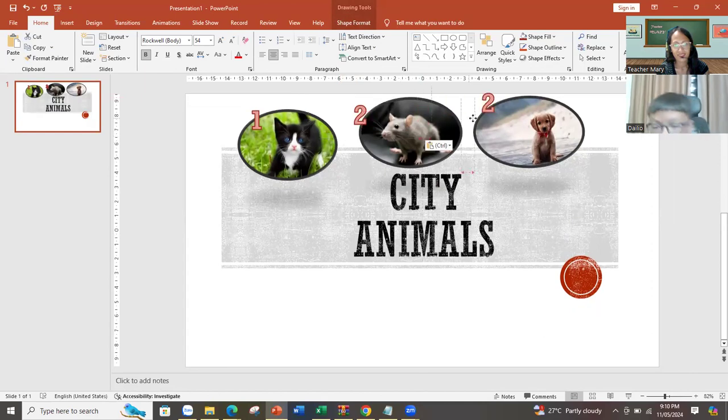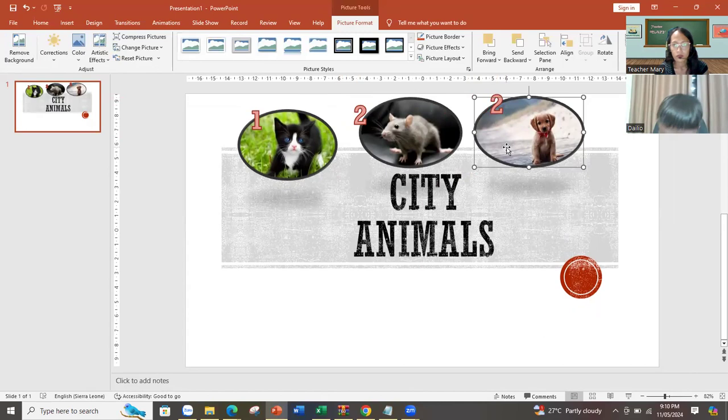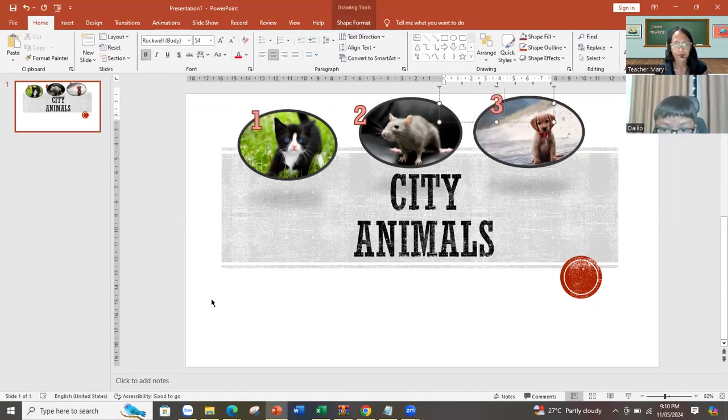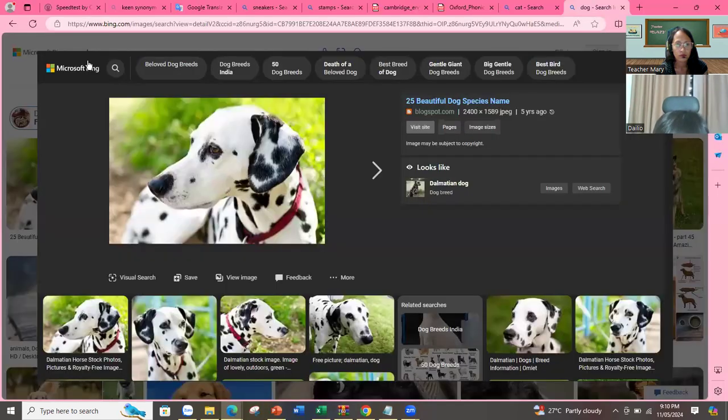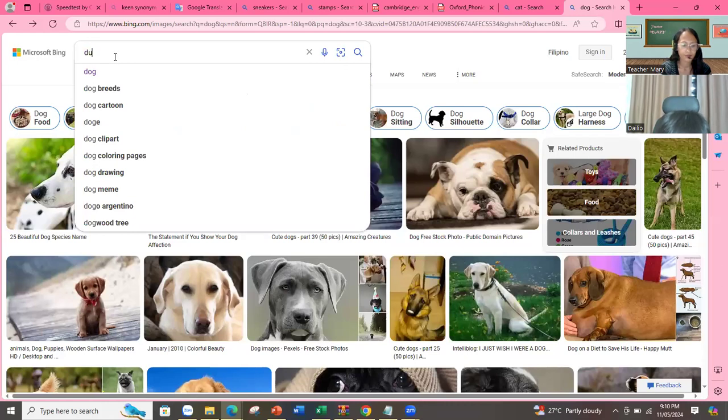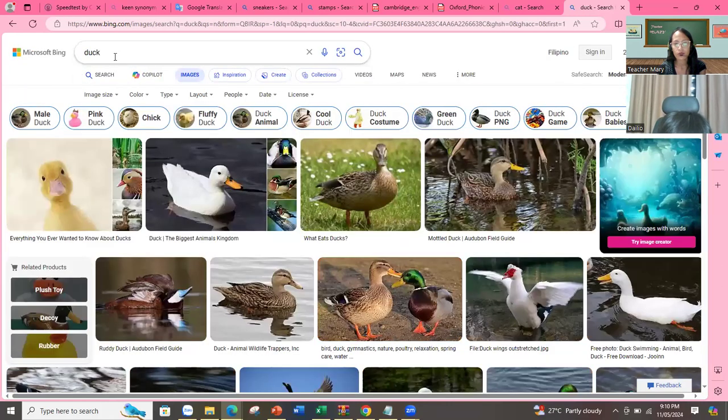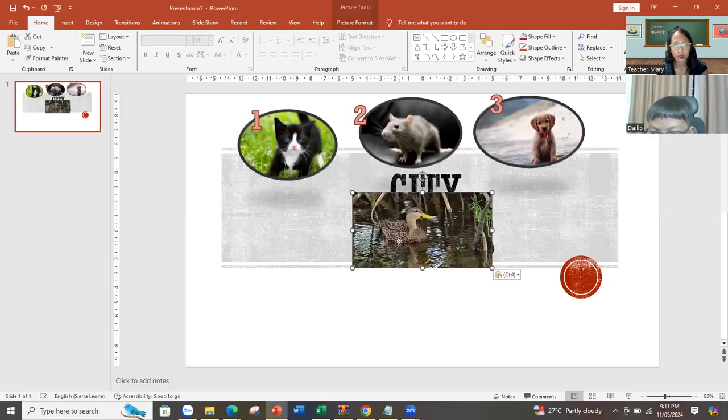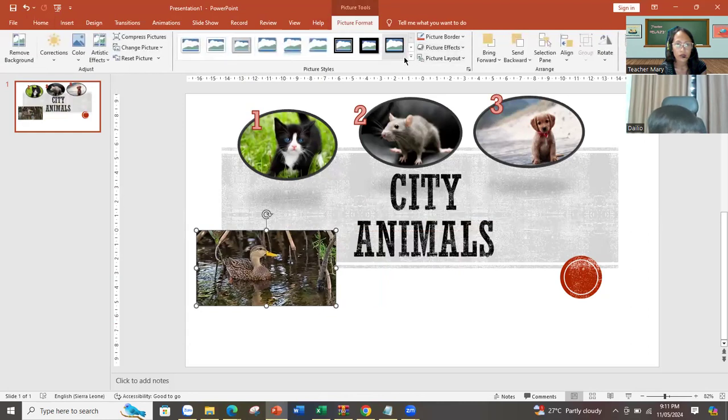Duck. Okay, hold on. So we're going to have the duck. There you go. Choose now your duck. Picture four. One, two, three, four. Okay, this one. Okay, you've got now the dog. What else?